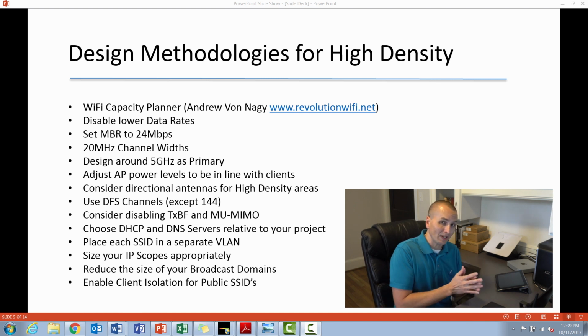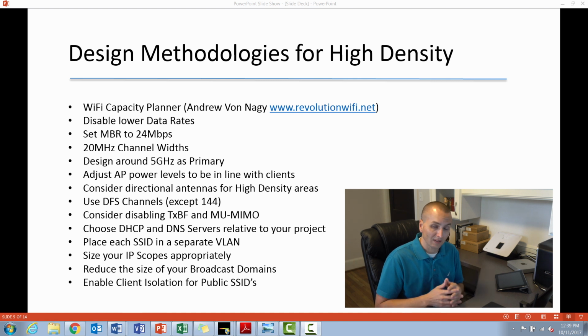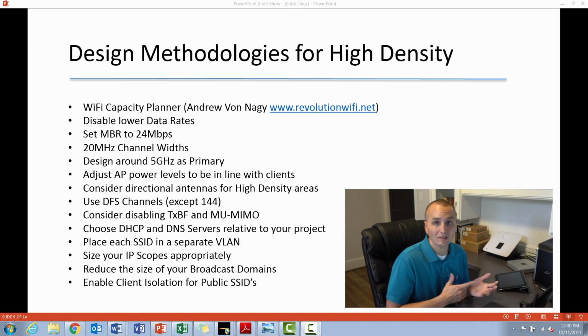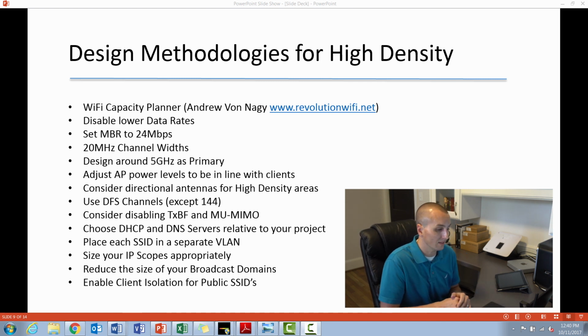I always separate every SSID into its own VLAN, logically separating every SSID. And if the SSIDs need to talk to each other, then I'm routing. I'm taking control of that network. But you've got to make sure your scopes are sized appropriately for your environment and your SSIDs. If it's a public SSID, your scopes have got to accommodate the number of people they're anticipating on that public SSID. But you've got to keep in the back of your mind the size of your broadcast domain.